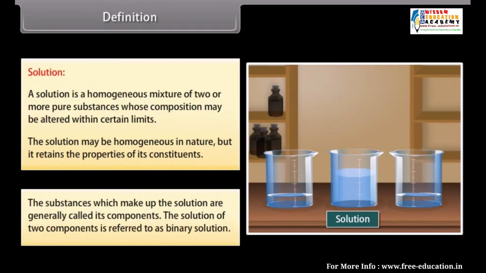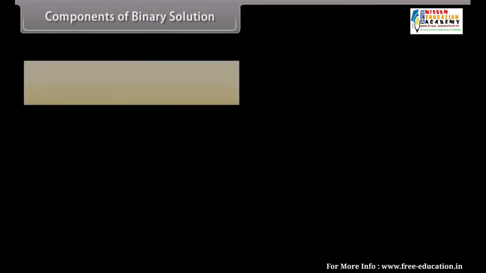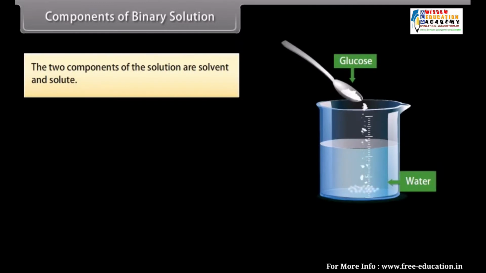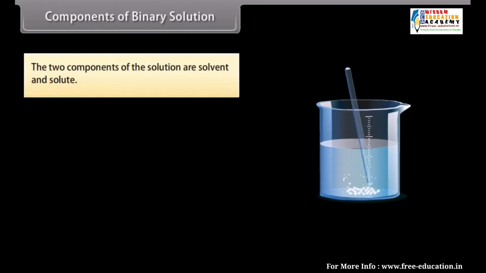The substances which make up the solution are generally called its components. The solution of two components is referred to as binary solution. Components of binary solution. The two components of the solution are solvent and solute.